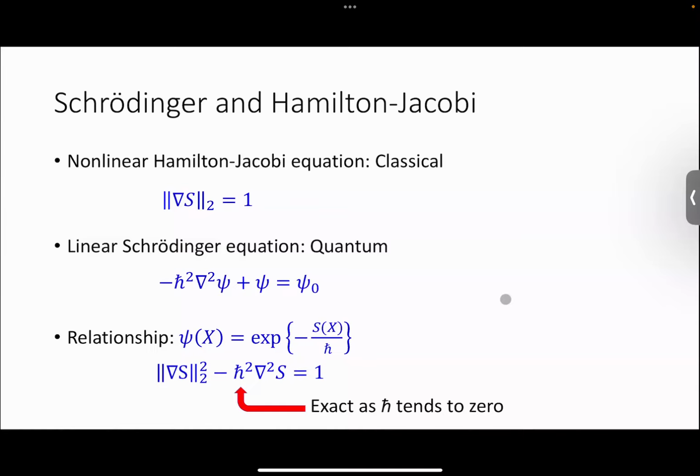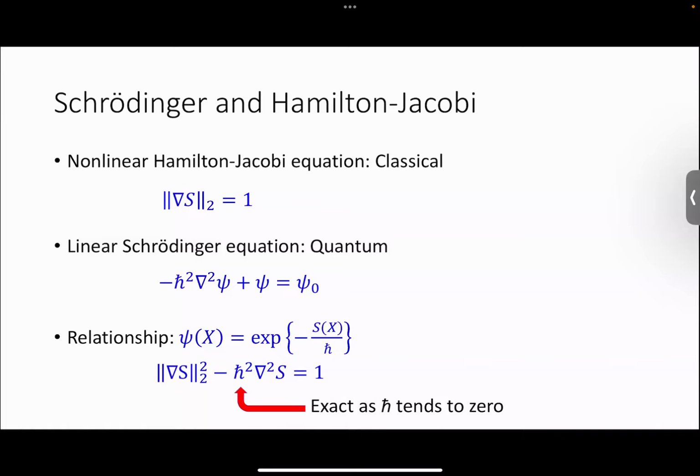The takeaway is that the nonlinear Hamilton-Jacobi equation is classical. It's basically the magnitude of grad S equal to 1, except where S goes to 0 at the level set, where the points are. For the linear Schrodinger equation, if you make the connection that psi of x equals e to the minus S over h cross, then you end up getting something very similar, which is the magnitude of grad S squared minus h cross squared del squared S equal to 1.